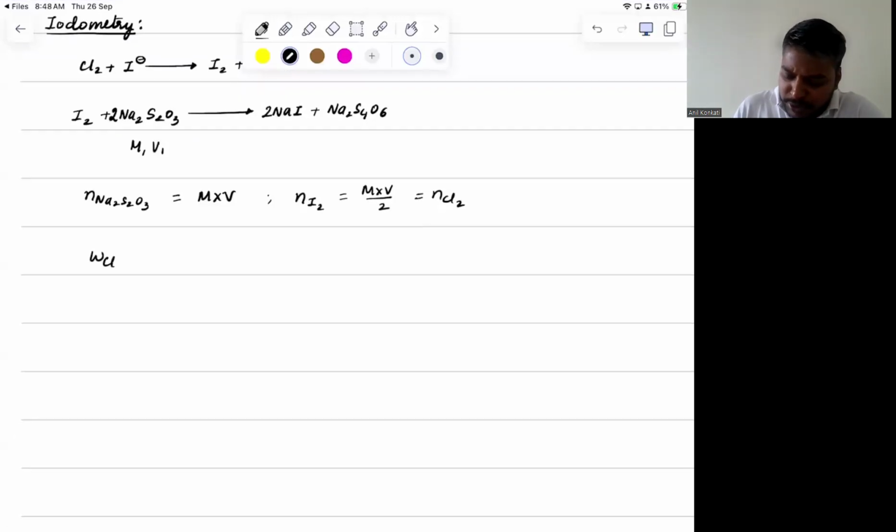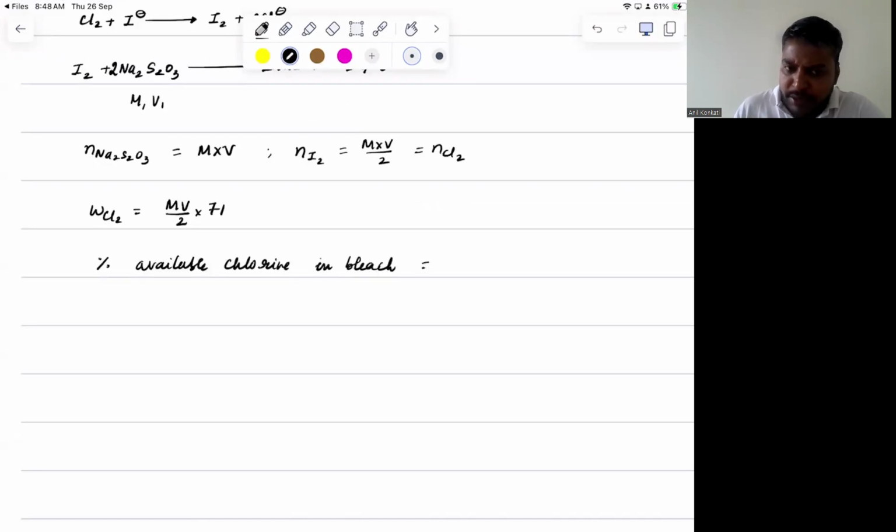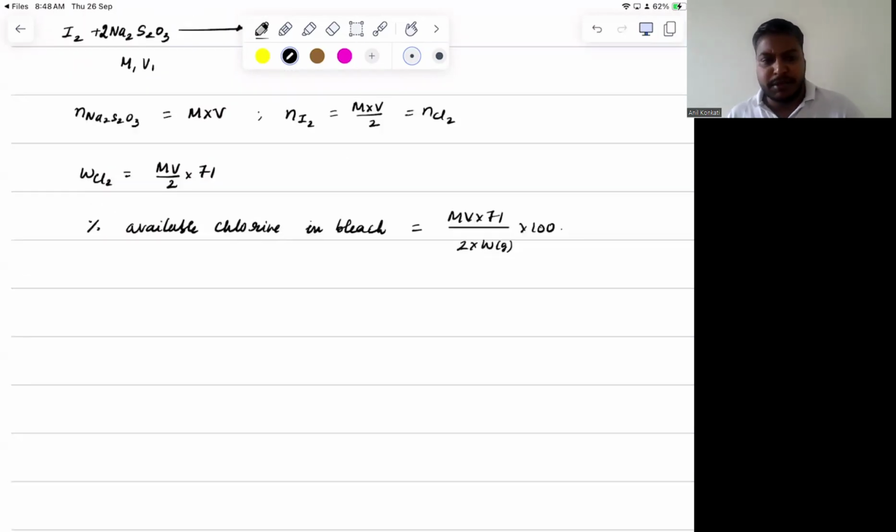Now we know the number of moles. We can note what is the weight of chlorine. Weight of chlorine will be equal to M into V by 2 into 71. That is the weight of chlorine. Okay. So how much is the percentage available chlorine now? Percentage available chlorine in bleach will be equal to M V into 71 by 2, divided by W grams, into 100. So this is the percentage available chlorine in the bleach. Guys, understood?